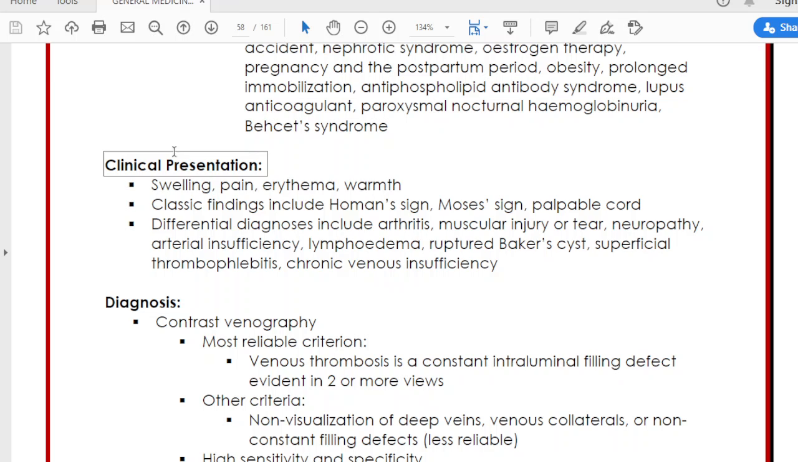Clinical presentation: swelling, pain, erythema, warmth. Classic findings include Homans' sign, Moses' sign, palpable cord. Differential diagnoses include arthritis, muscular injury or tear, neuropathy, arterial insufficiency, lymphoedema, ruptured Baker's cyst, superficial thrombophlebitis, chronic venous insufficiency.